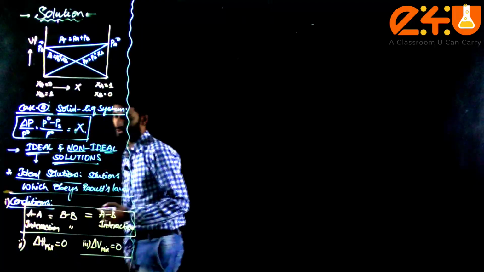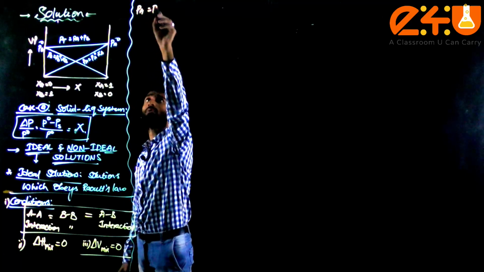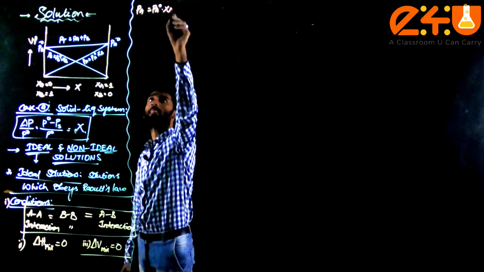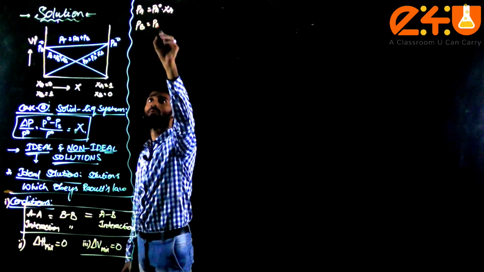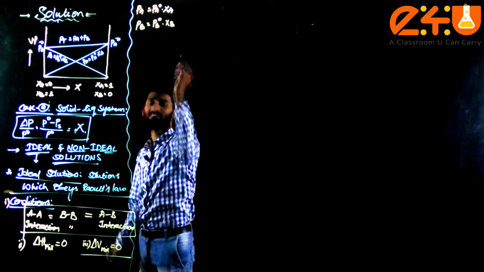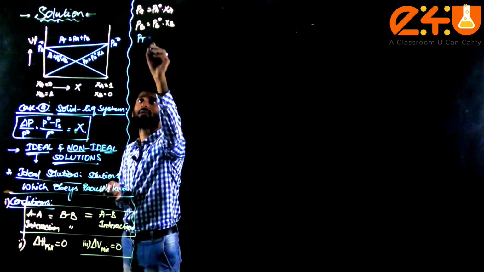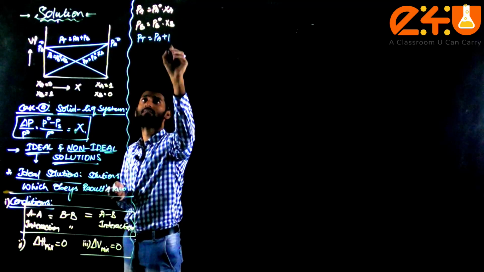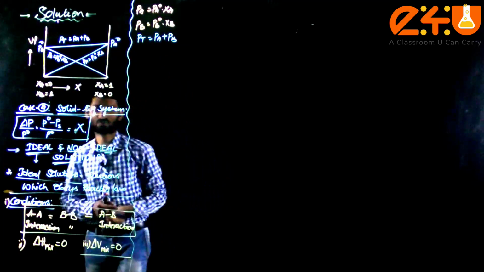And what about the partial pressures, dear students? Here, PA is equal to PA naught into XA, and PB is equal to PB naught into XB. The total pressure is also the same: PT is equal to PA plus PB. So for ideal solutions, these are the conditions.